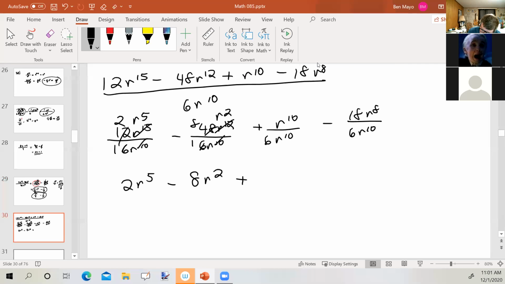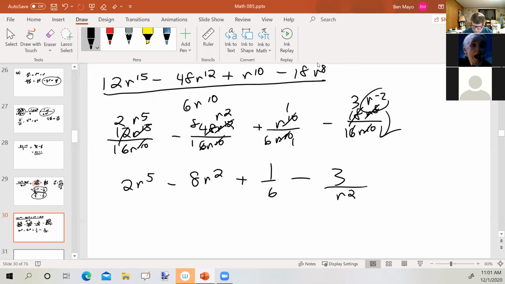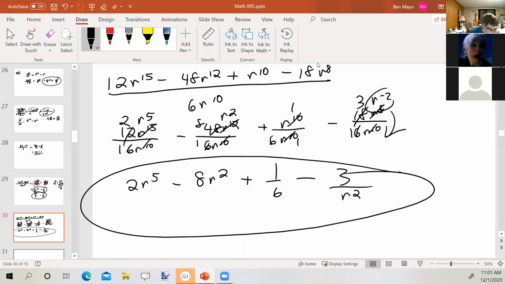Plus r to the 10th over r to the 10th is 1 over 1. So we've got plus 1 over 6. And then minus 18 over 6 is 3 over 1. r to the 8th over r to the 10th would be r to the negative 2, which would be r squared in the denominator, moving it downstairs, changing the sign of the exponent. So there is your final answer.